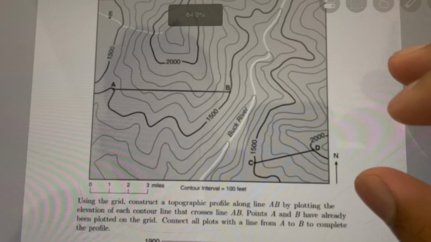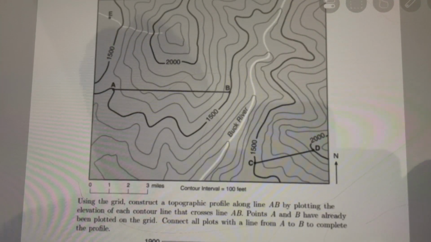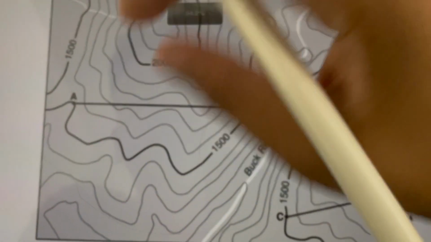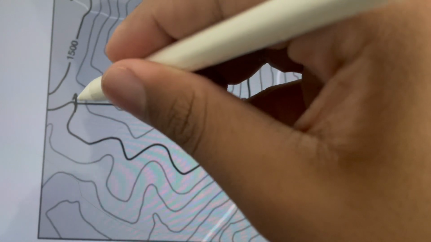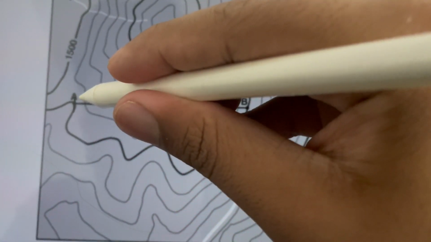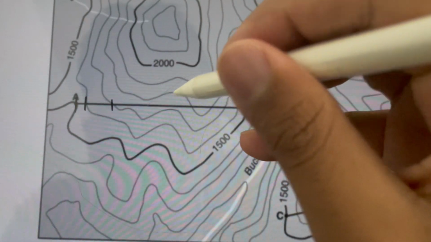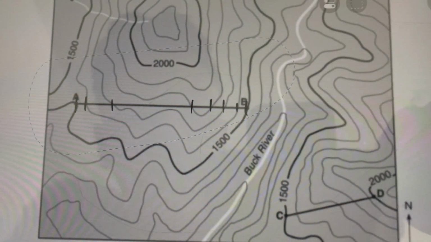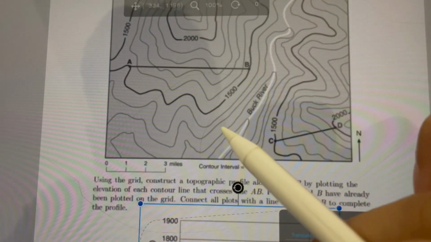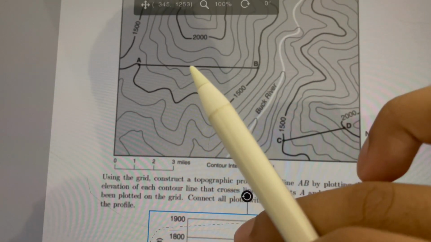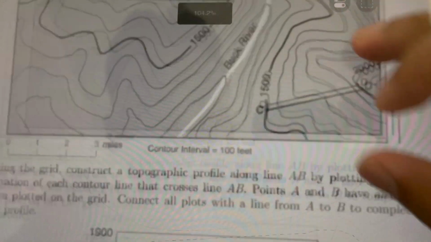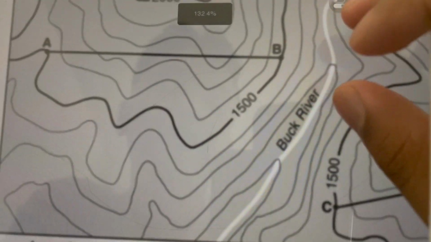To do this part, you could get a piece of paper. Since I'm doing it digitally, it's easier, so I could just use the screen. And then you want to plot the contour interval lines on that piece of paper, like this. And then you move those lines over here, anywhere on the map. It doesn't really matter. And then you find where the interval of the lines are.